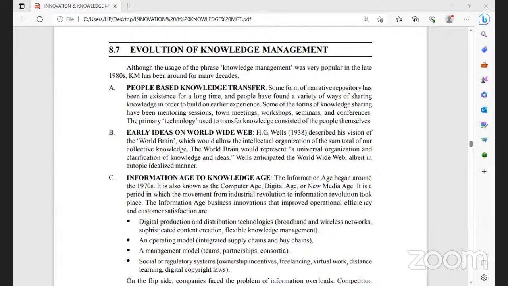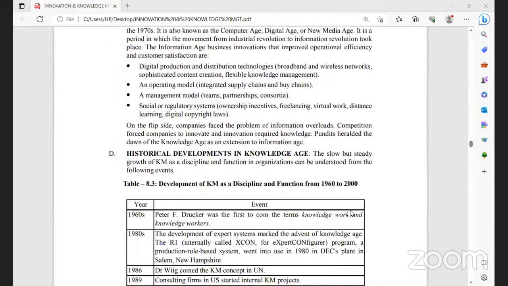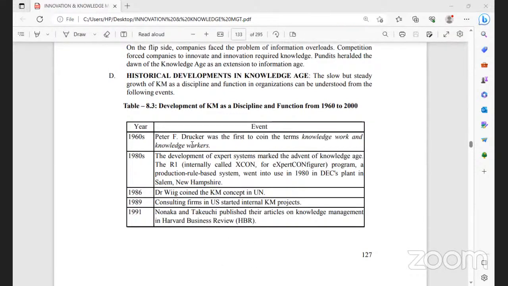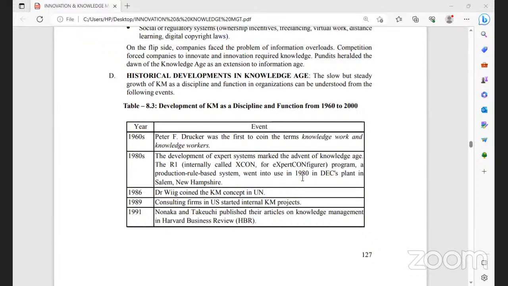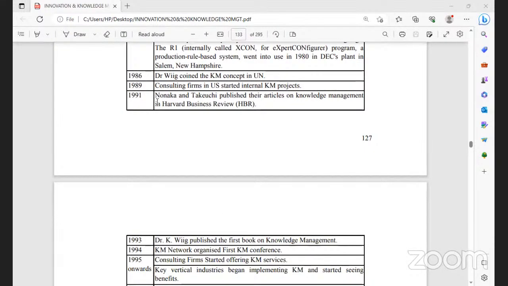It is people-based knowledge transfer, early ideas on World Wide Web, that is internet, social media, information age to knowledge age, and historical developments in knowledge age from 1960 to 2023. How it is growing relating to knowledge management perspective in local and global perspective, that in this chart they have given. In 1960s, relating to knowledge work and knowledge workers. 1980s, relating to some advantage of using this knowledge mechanism. 1986, knowledge management concept introduced in United Nations organization.